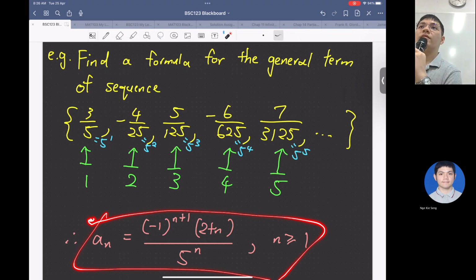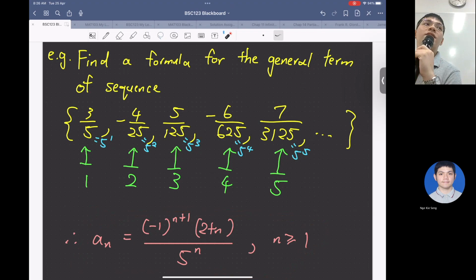Anyone got any other idea? If you want to start with 0, you can. Then you need to shift your index. But I think for our class, we start from the standard. But if you want to start from 0, then you need to change your index. Is it okay? Okay, next.